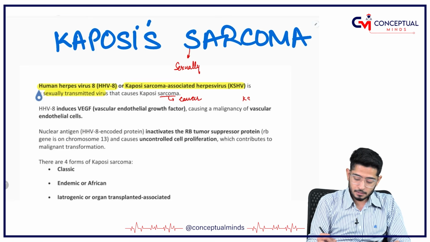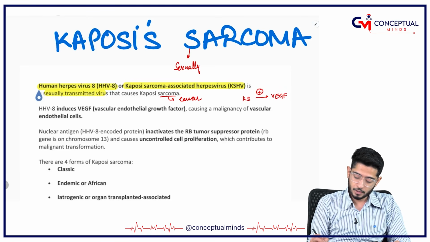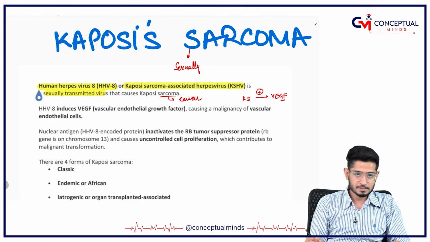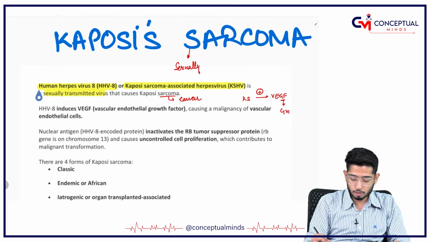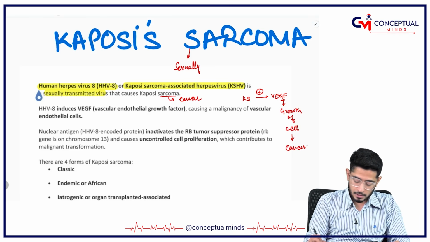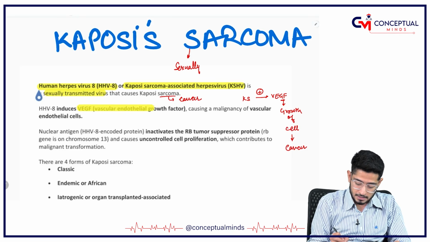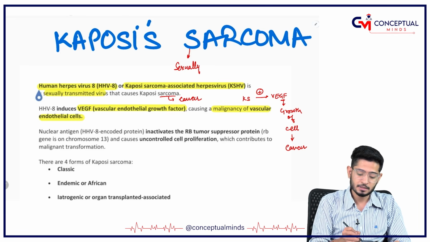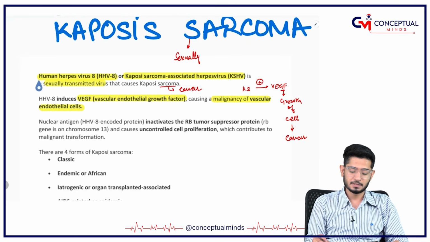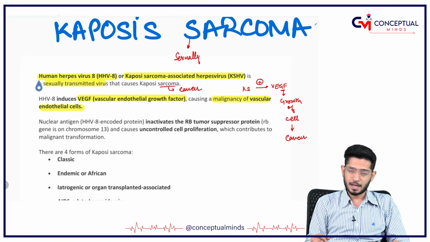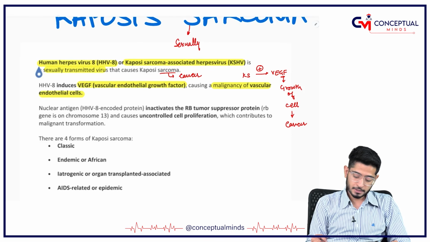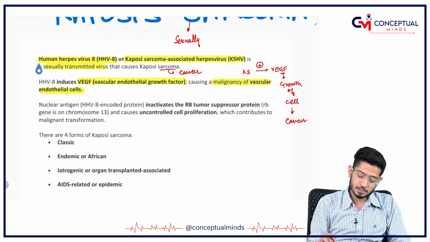Because Kaposi's sarcoma stimulates the vascular endothelial growth factor, and because the growth factors are stimulated, it leads to the growth of the cell, and whenever the cells are growing fast, this is called cancer. Okay. So, it induces VEGF that causes malignancy of the vascular endothelial cells. Vascular endothelial cells are going to have the cancer. Okay, clear?